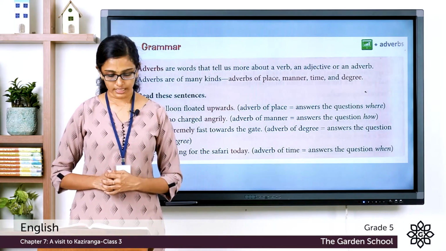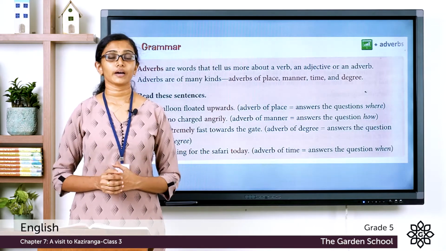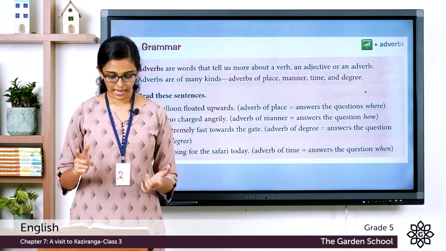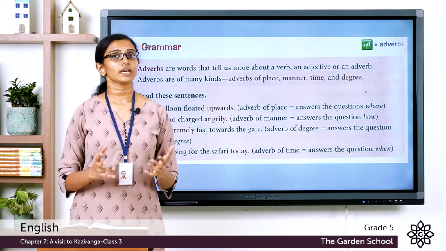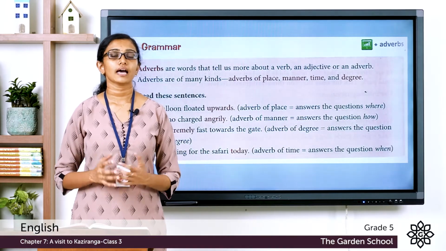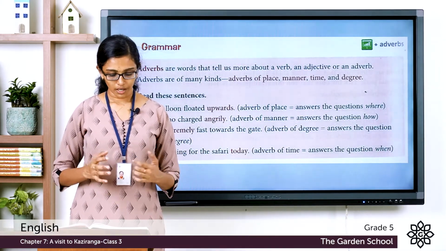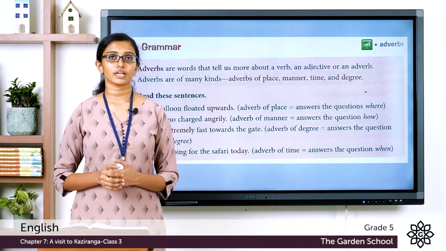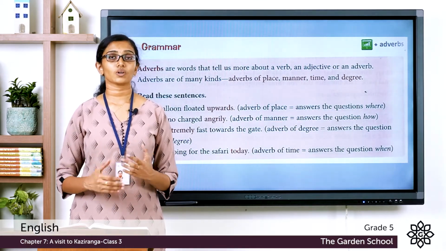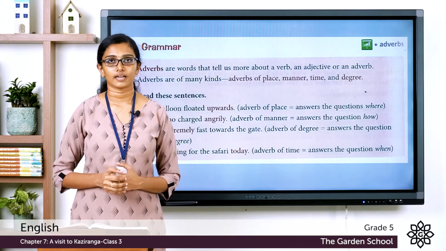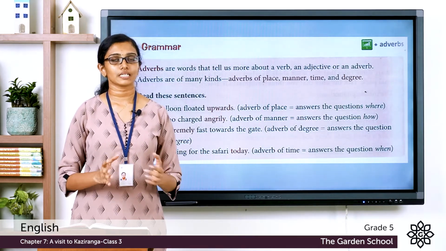Now the next one is adverb of time. And an adverb of time answers the question when. When an action or when a verb is happening, when the action was done. So an example is, we are going for the safari today. The word today specifies or it answers the question when. So that is an adverb of time.